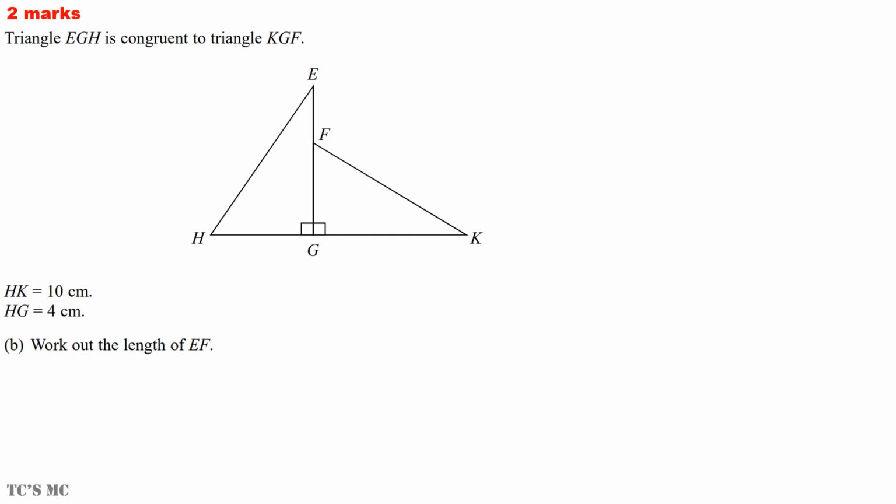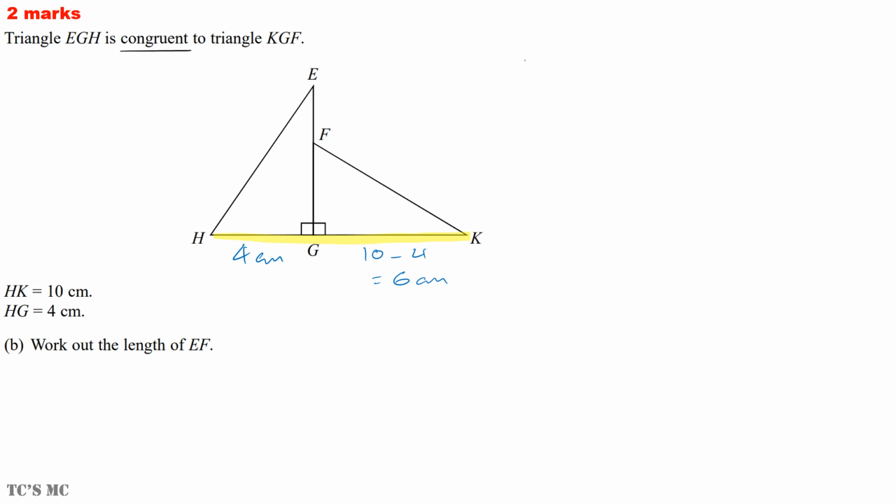Triangle EGH is congruent to triangle KGF. That means they are exactly the same. HK is 10 centimeters, HG is 4 centimeters. We need to work out the length EF. I'm going to label what I know. HG is 4 centimeters, and the overall base, HK, is 10 centimeters. That means that GK must be 10 subtract 4, so 6 centimeters. Now I have 1 mark.